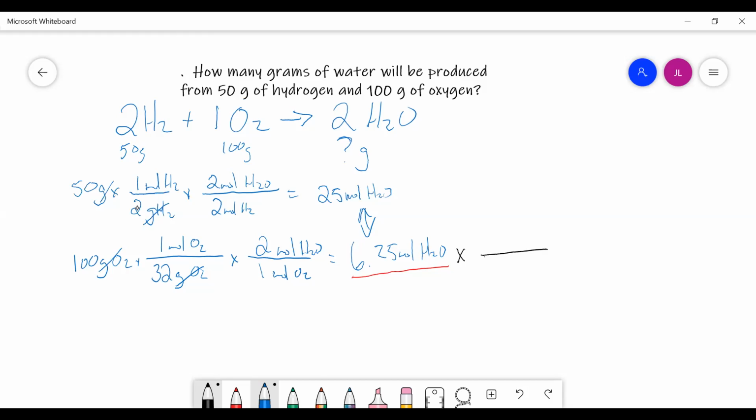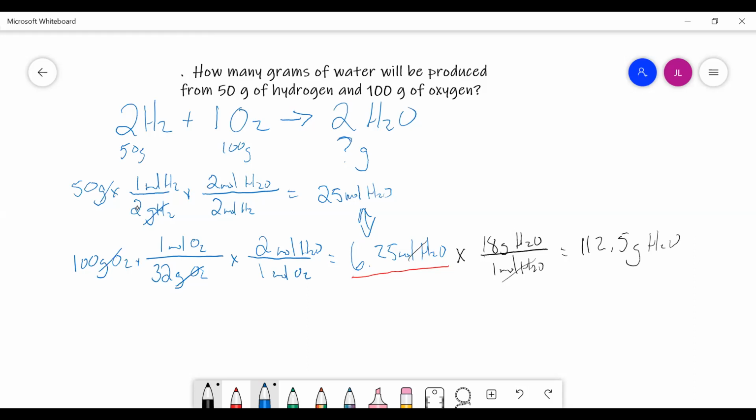So, because we're at moles now, if I have 1 mole of H2O, we have 18 grams (16 plus 2 is 18) grams of H2O per mole of water. So this will cancel these out. 6.25 times 18 gives me 112.5 grams of water. So if I have 50 grams of hydrogen and 100 grams of oxygen, that oxygen is my limiting reactant, and from that we'll make 112.5 grams of water.